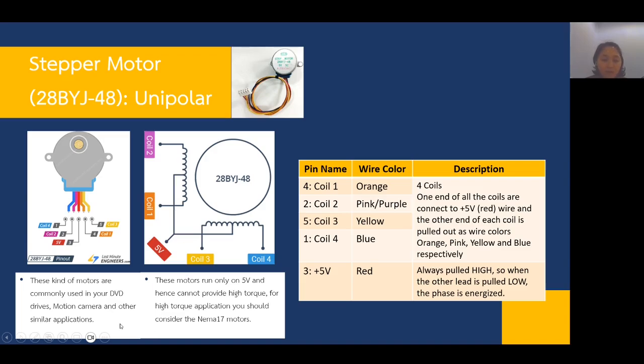This kind of motor is commonly used in DVD drives, motion cameras, and other similar applications. These motors run only on 5 volt and hence cannot provide high torque. For high torque applications, you should consider, for example, the NEMA 17 motor.